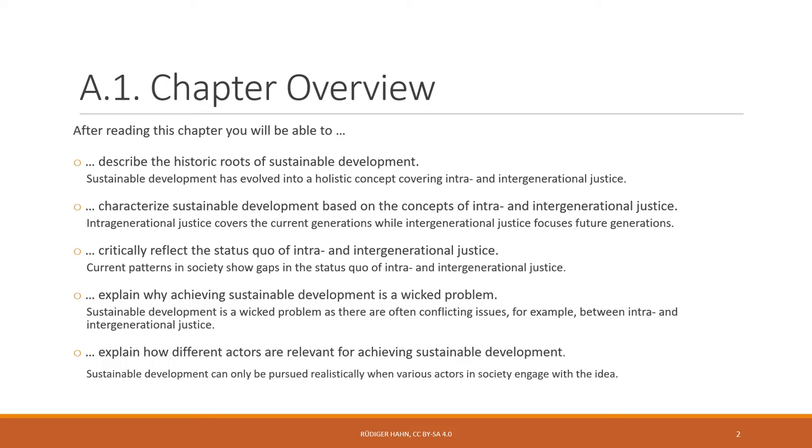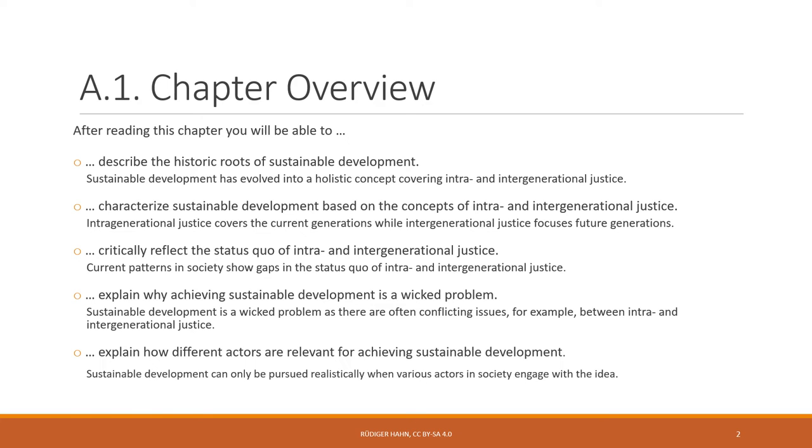Then you will be able to explain why achieving sustainable development is indeed a wicked problem. And that means that it's really a complex issue. We have often conflicting issues, for example, between intra and intergenerational justice, but also between different actors. For example, companies might have very different goals and objectives compared to consumers, compared to other elements of society, the media, regulators, and so on and so on.